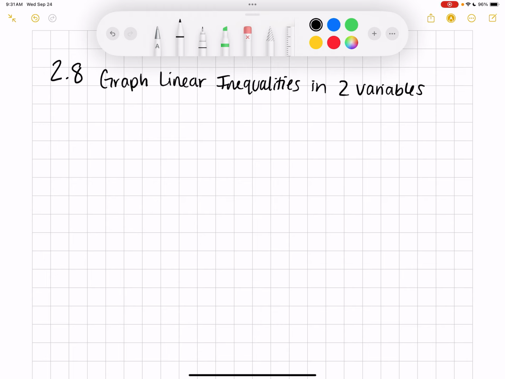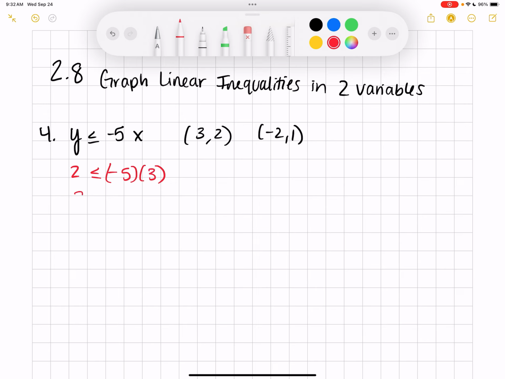So number 4, we have the inequality y is less than or equal to negative 5x. And then we have the pairs (3, 2) and (negative 2, 1). So basically we're going to be doing this twice. I've got 2 is less than or equal to negative 5 times 3. So 2 is less than or equal to negative 15. Well, is that true? No. So we would say not a solution.